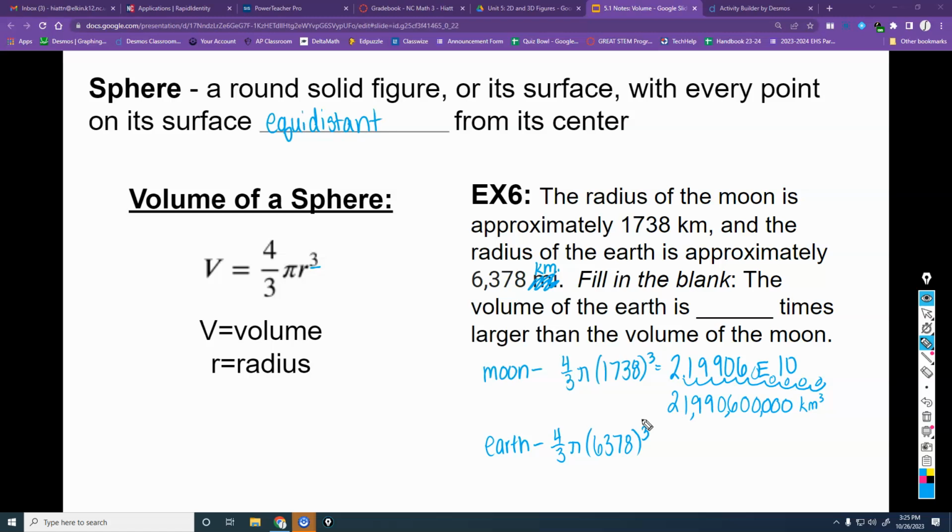6378 to the 3rd power. And that is going to give us 1.08678E12. And so we'd have to move that decimal 12 places, so we'd have 1, 2, 3, 4, 5, 6, 7, 8, 9, 10, 11, 12.